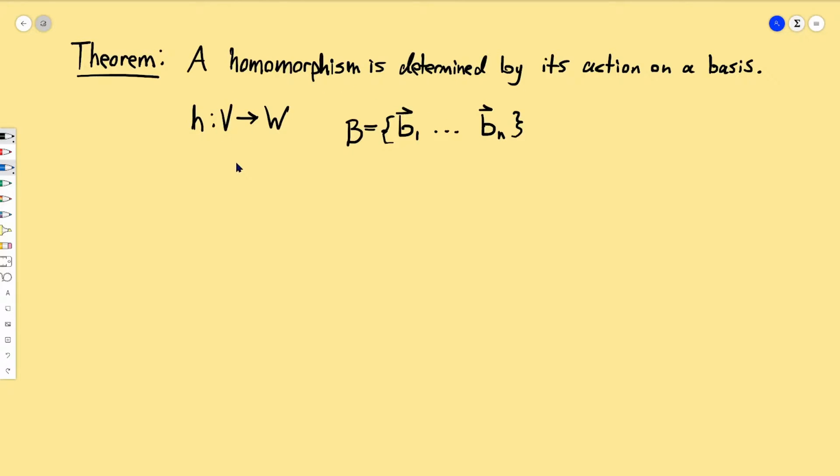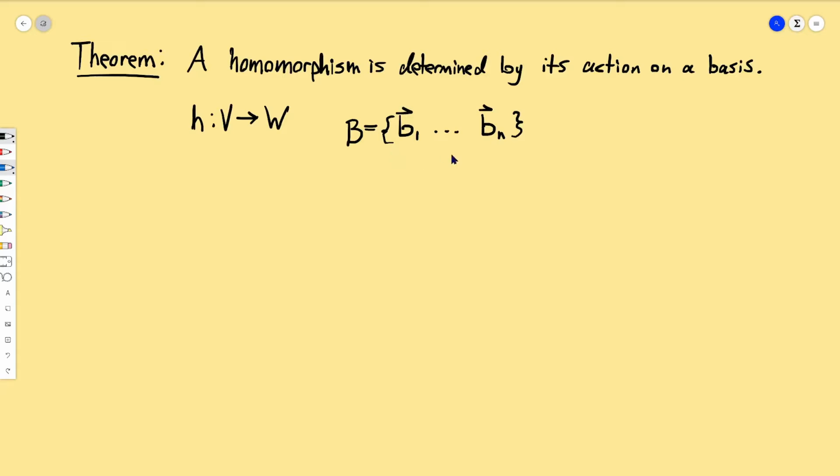And intuitively, that should make a bit of sense because every vector in V can be represented as a linear combination of the basis vectors. So if I want to find out where some vector that is some linear combination of these basis vectors is sent to, I first look at where each of the basis vectors are sent to, put those results in that linear combination, and I should get the result.